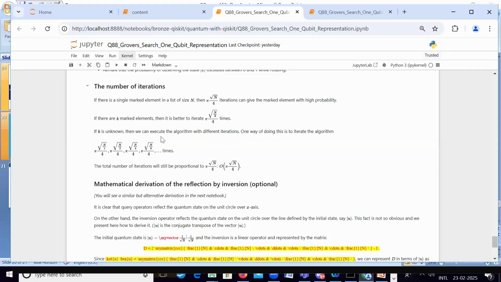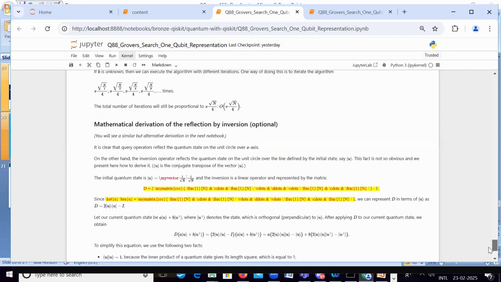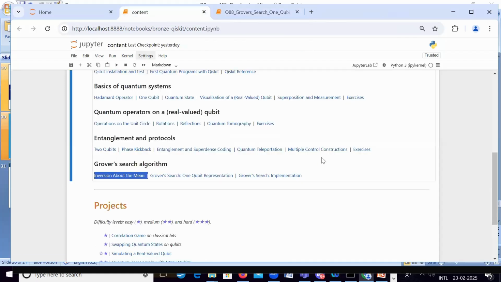If k is unknown, then we can execute the algorithm for different iterations, giving different values like 1, 2, 3 times. There is no fixed number if k is not known. Now this part being optional, let's move on, and I'll come back here if there is a need. Now we are going to the last one, that is the implementation, the last part of the Grover search algorithm.